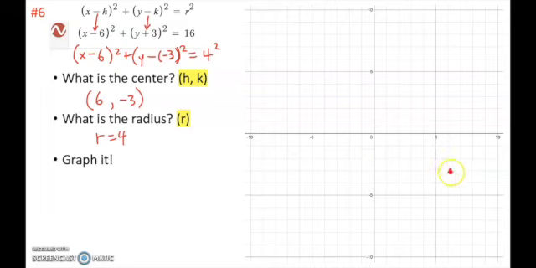And then our radius is going to be 4, so we're going to count out 4 this way. Count out 4 to the left. Count out 4 up top. Then count out 4 on the bottom. And do our very best. Let's draw this circle like so.